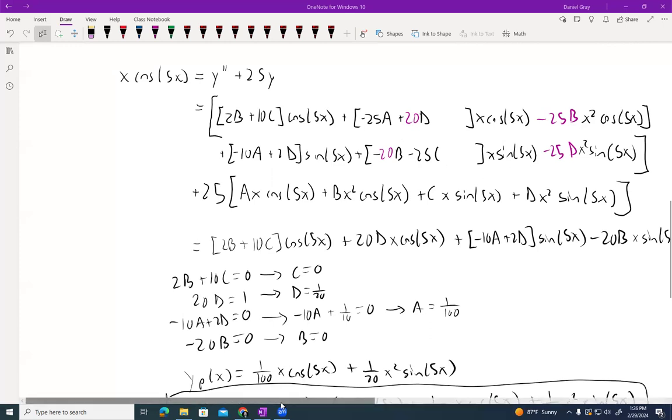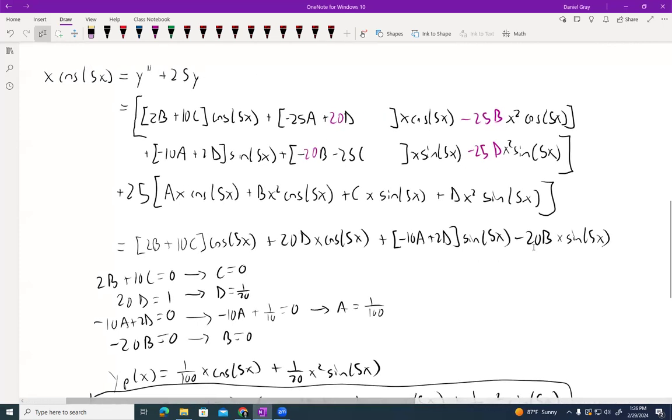Okay. Now I'm going to do my sine of 5x term. So I only have this negative 10a plus 2d right there. Okay. And then my x sine of 5x term. So I have a plus 25c here, but then I have a minus 20b minus 25c. So that plus 25c is going to cancel off this minus 25c. So I just have negative 20b x sine of 5x. Okay. And then there's no x squared sine of 5x term because 25d cancels off with this minus 25d here.